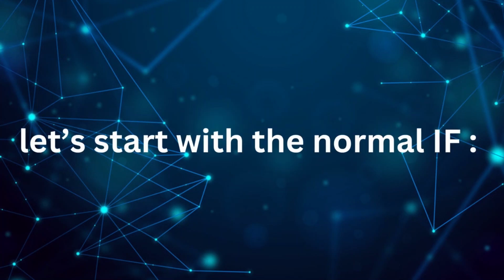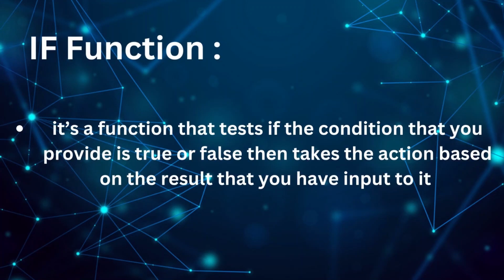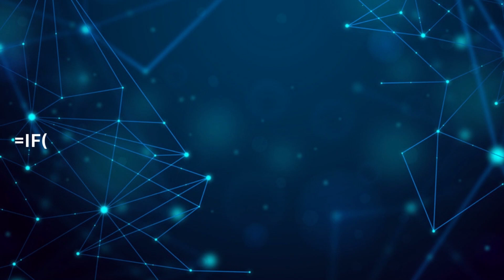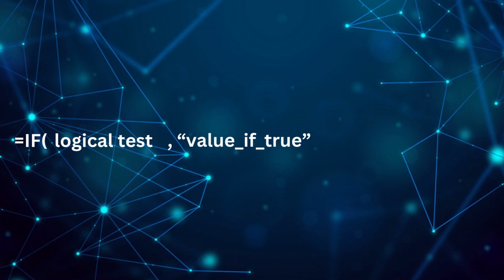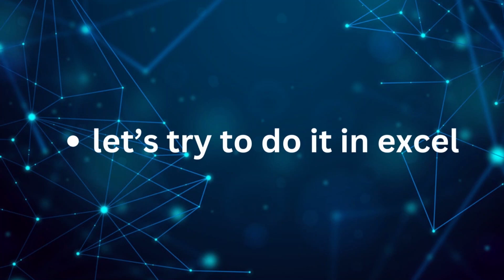Let's start with the normal IF. It's a function that tests if the condition that you provide is true or false. Then it takes action based on the result that you have input to it. The function IF has three sections. First, the logical test, or the condition that you want to test. Second is the value if true, or what you want to do if the result of the test is true. Third is the value if false, or what you want to do if the result of the test is false. Let's try to do it in Excel.